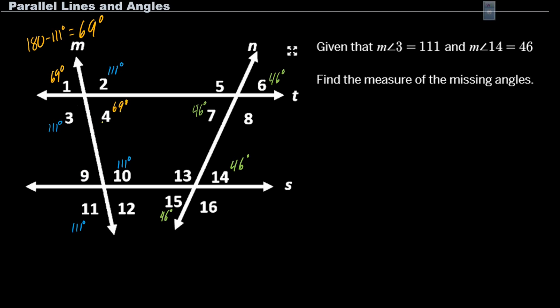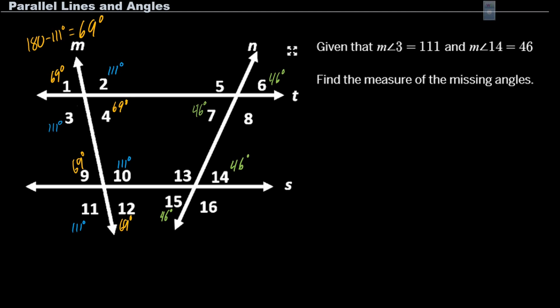Angle 9 is alternate interior with angle 4. Angle 9 is corresponding with angle 1, so it has the same measurement. Angle 12 is vertical to angle 9. Angle 12 is corresponding to angle 4, or angle 12 is alternate exterior with angle 1. So it also has that same measurement.